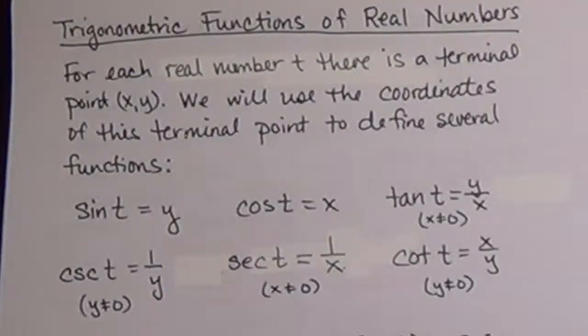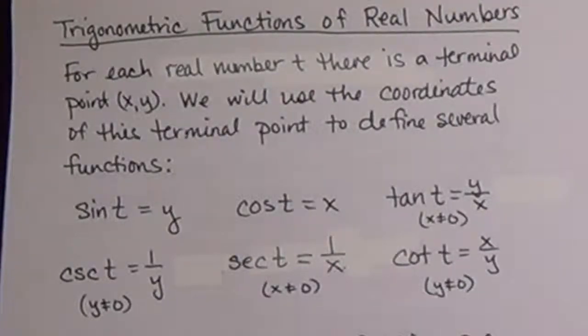In this video, we're going to look at trigonometric functions of real numbers. For each real number t, there is a terminal point (x, y). These are the things we looked at in previous sections. We will use the coordinates of this terminal point to define several functions.